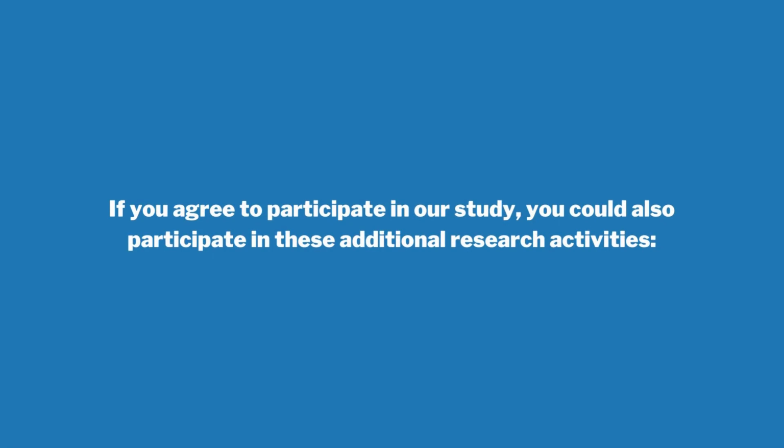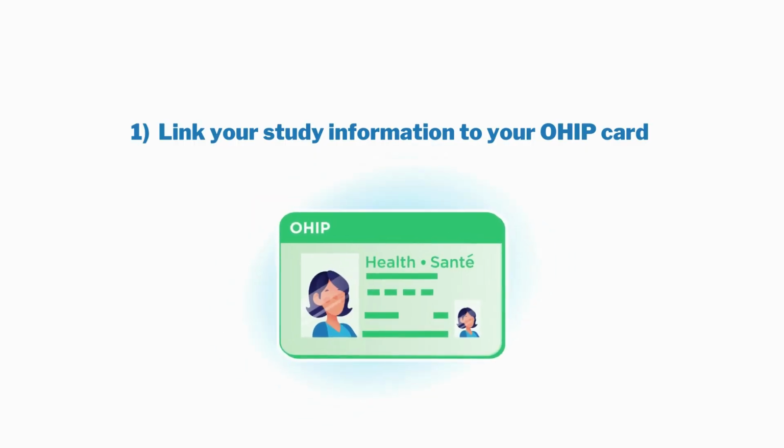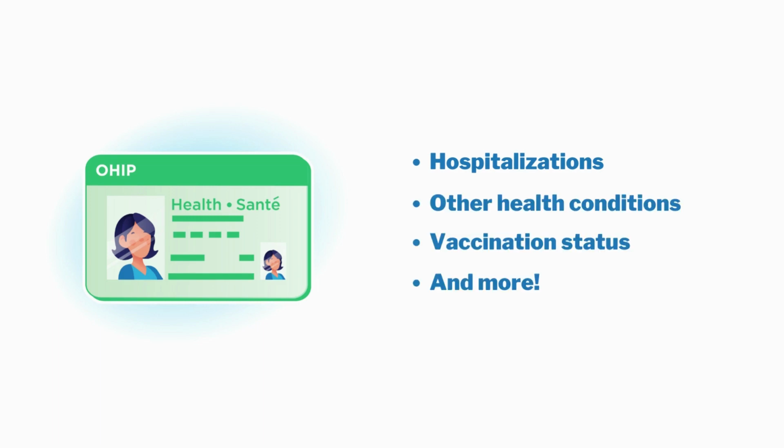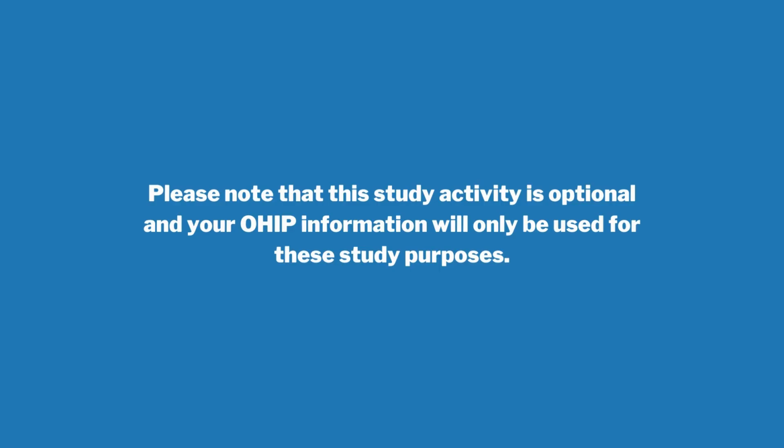If you agree to participate in our study, we would also ask you if you would be interested in some additional optional activities. 1. We would also like to link your study information to your Ontario Health Card, or OHIP card. By linking your study information to your OHIP card, we can learn how COVID-19 infection may be related to healthcare system use, such as hospitalizations, and health status, such as other health conditions and vaccination status. Please note that this study activity is optional and your OHIP information will only be used for these study purposes.